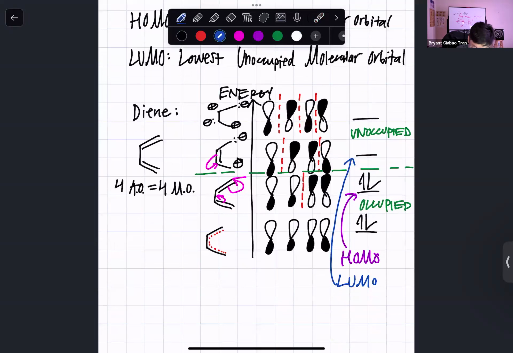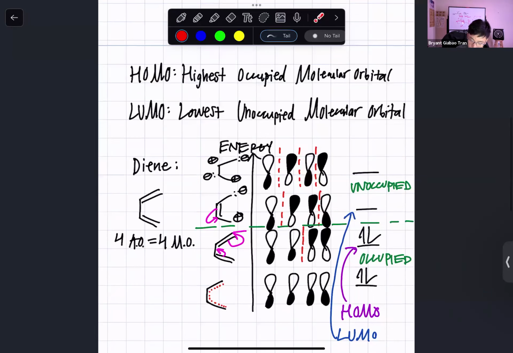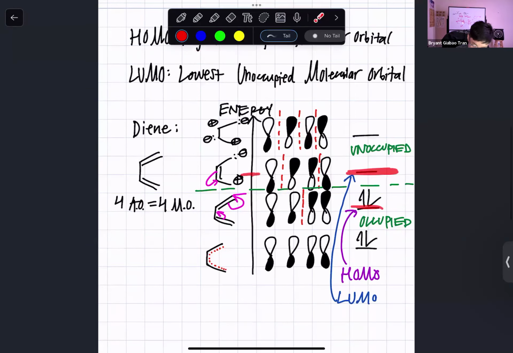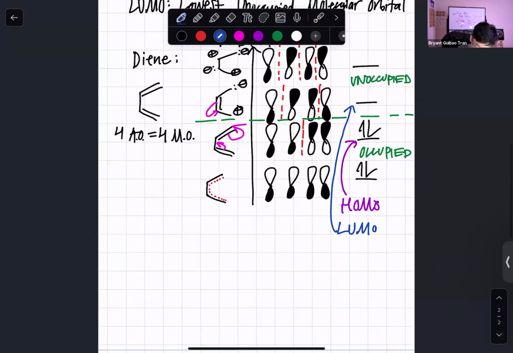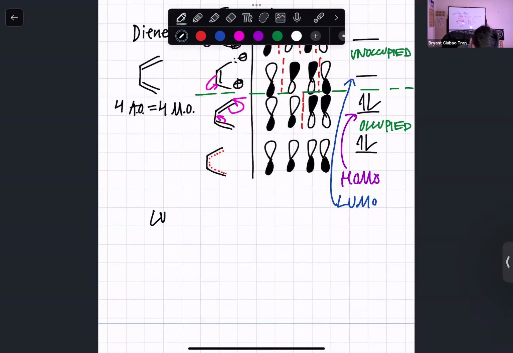So the confusing thing here is that when people see the words highest and lowest, some people might think that the highest occupied molecular orbital is higher in terms of energy, right? But that's not true. The lowest unoccupied molecular orbital is higher in energy. We see that this LUMO here is higher in the energy scale than the HOMO, right? So let's say the LUMO energy is higher than the HOMO energy.